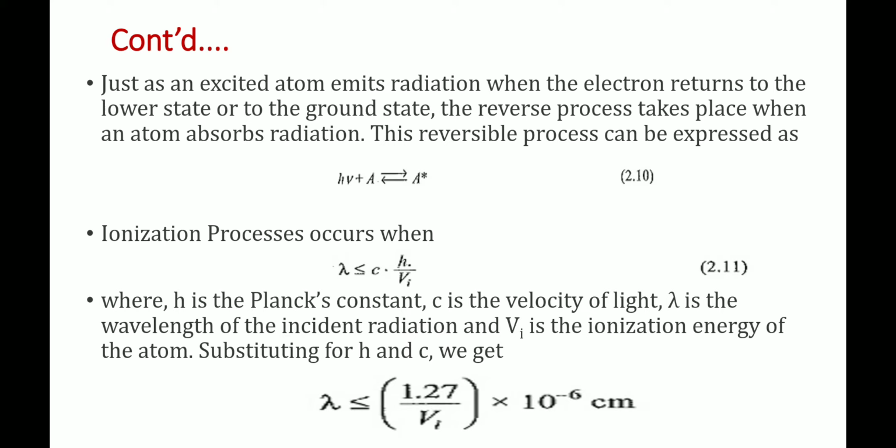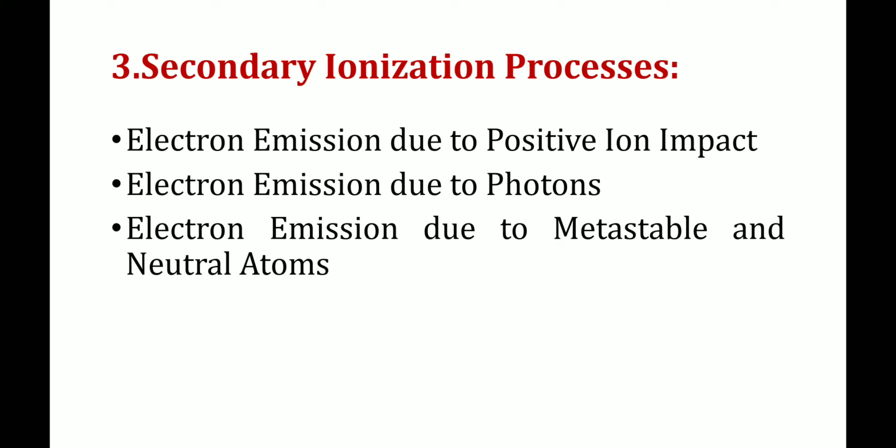So this is all about the photoionization process. Next, what are we having? The third process, that is secondary ionization processes. There are three types of secondary ionization processes. The first one is electron emission due to positive ion impact.